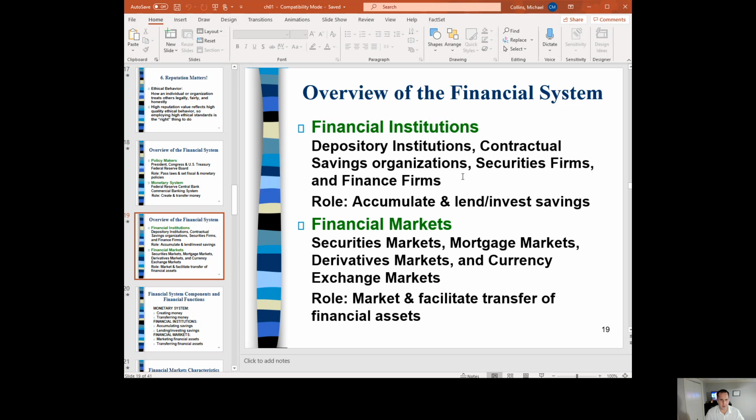Institutions, though, can be depository institutions, savings, securities firms, and the financial markets. I talked about that: NASDAQ, New York Stock Exchange. There's mortgage markets, derivative markets, etc.